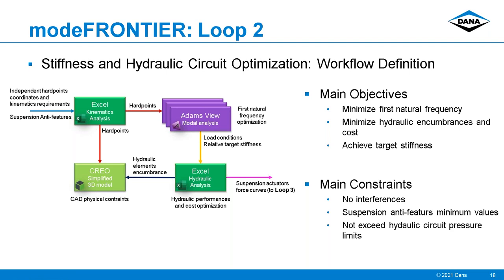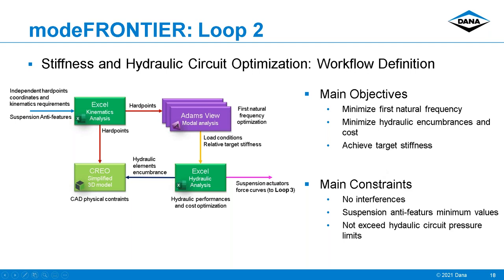In particular, the stiffness part of the hydraulic system is dimensioned in this loop, starting from the preloads on the hydraulic actuators and the ideal stiffnesses from the various load conditions of the vehicle, while the damping part will be considered in loop 3. The main objectives are, as mentioned, to minimize the first natural frequency of the system, always staying above the motion sickness values, of course, to achieve the ideal stiffness for the various load conditions, and to do so by minimizing the overall dimension and cost of the hydraulic system.